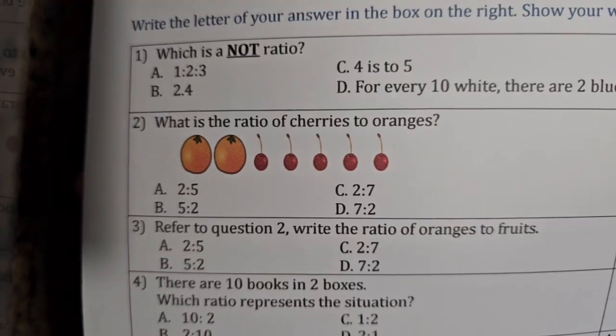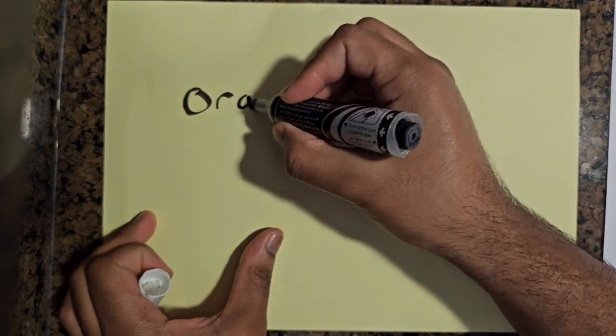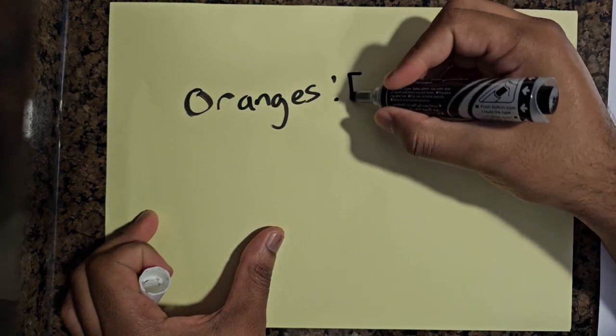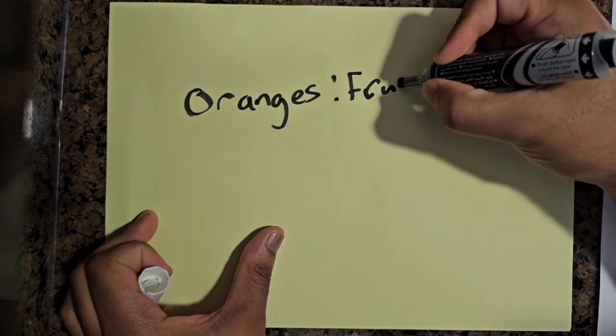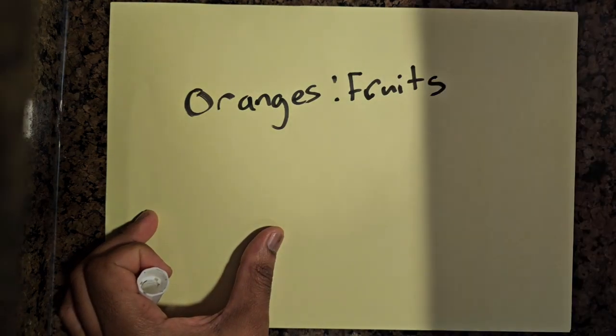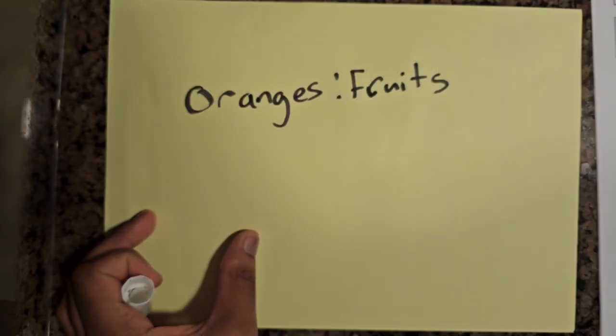So now, let me again get my sheet over here. We're going to say oranges, it's the first word that popped up, to fruits, okay? So if we look again at the picture, we already know how many oranges we have. There's only 2 oranges.